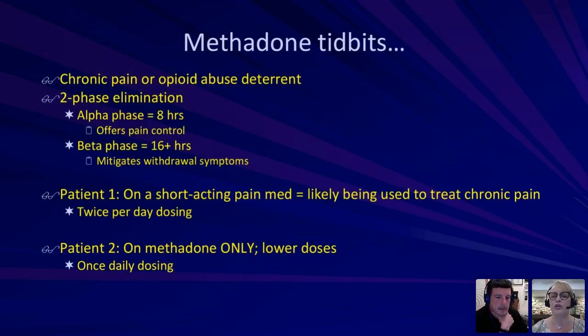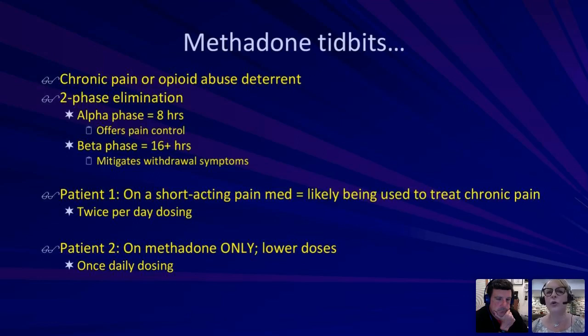experiencing opioid use disorder. You can see here the second line says methadone has a two-phase elimination. So you take it once per day if you're using it as an abuse deterrent. And over the course of 24 hours, that methadone just eliminates nicely all by itself in the patient's body.